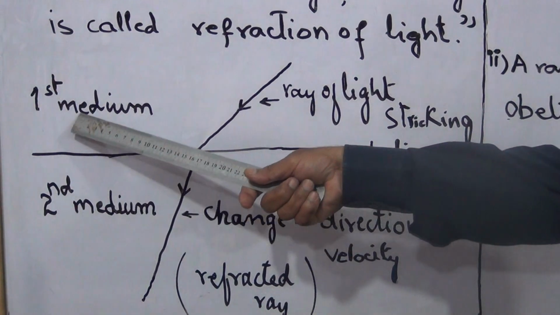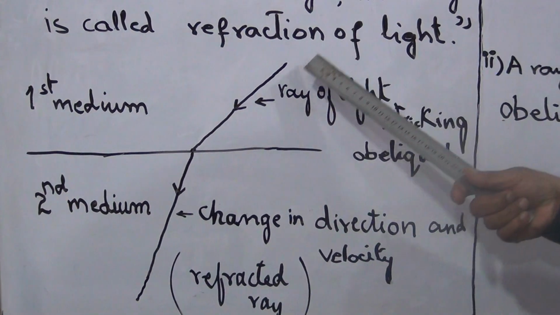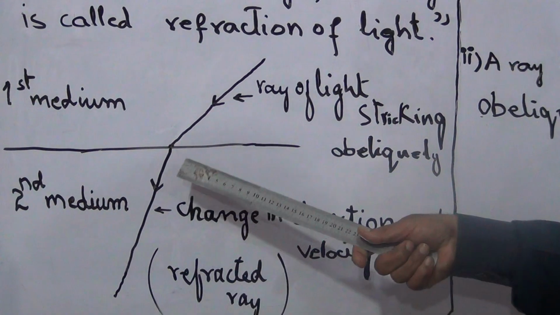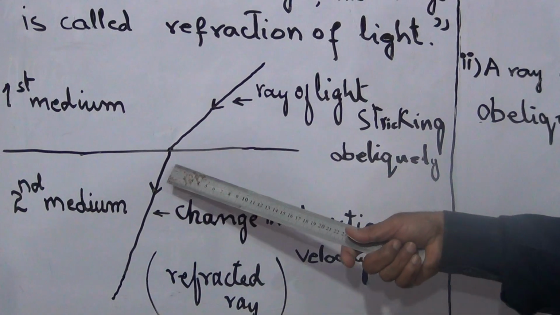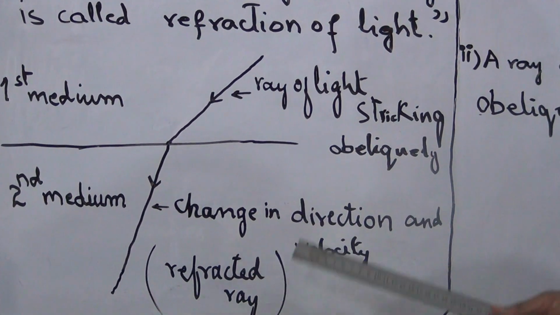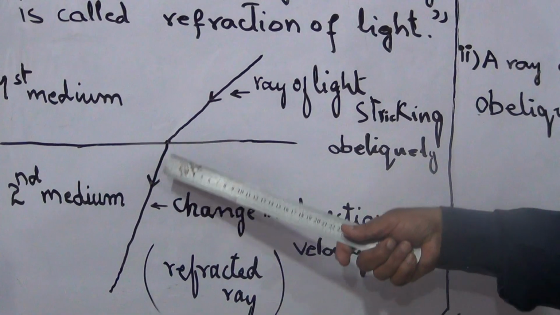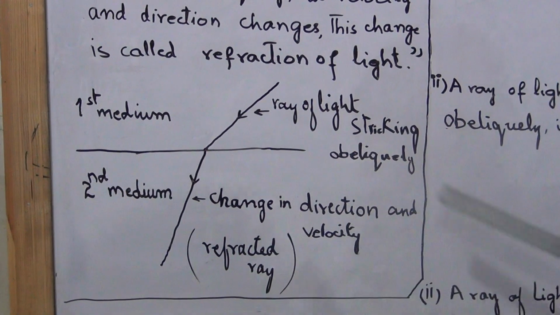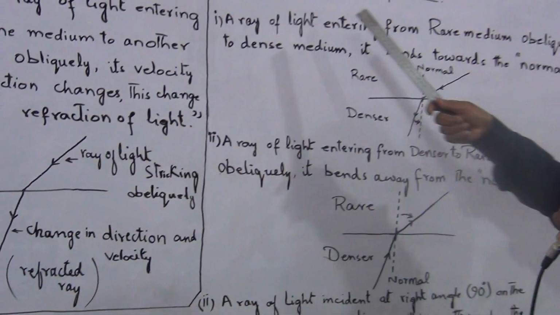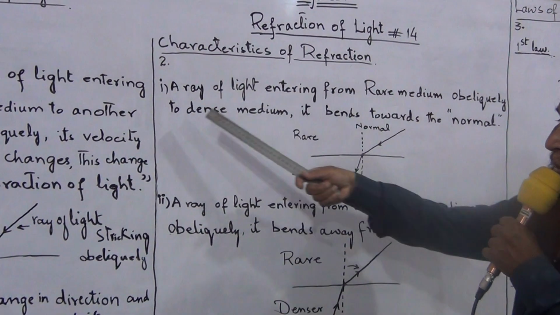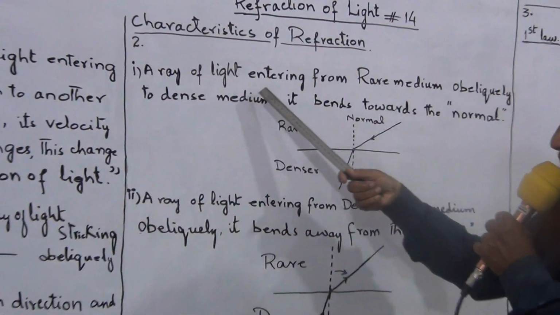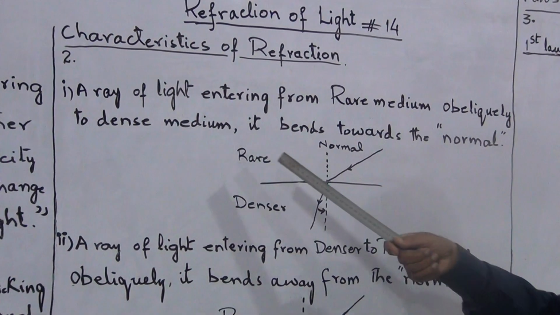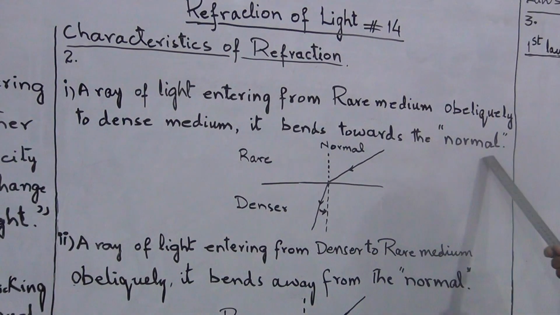This is the first medium, this is the second medium. A ray of light striking obliquely enters this medium by changing its direction as well as velocity. It is known as refraction of light, and the ray in the medium is called the refracted ray. Now come to the characteristics of refraction. First characteristic: a ray of light entering obliquely from a rare medium to a denser medium bends towards the normal.